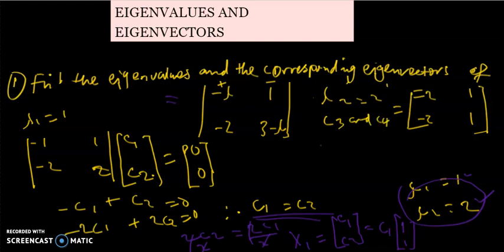So let's say this is C3 and C4. This will be negative 2C3 plus C4, and this is equal to 0. It is the same for the other row, because this is 2 and this is negative 2, so one equation is enough. This means that C4 is equal to 2C3.